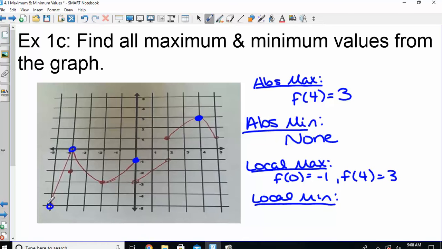Okay, local minimum. I can't use endpoints for the locals. I'm looking for points that are lower than those immediately surrounding them. So if you look right here, this closed circle, the points on either side of it, aren't they above that one? So this point is itself a local min. f of -4 equals -2.